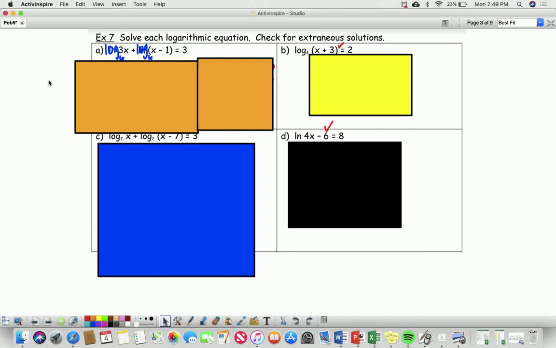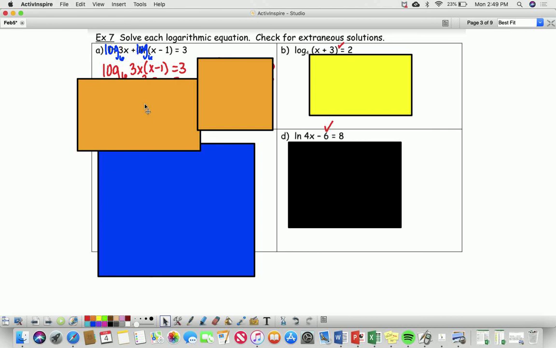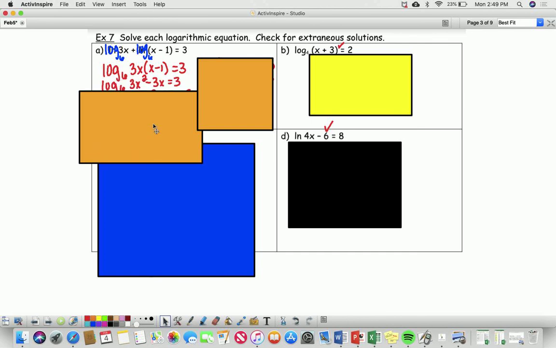So to condense it, I want to combine these. Remember, if they have the same base, we can combine them. So I'm going to just combine them, and when we combine, we multiply. So I have log base 6, 3x, x minus 1 equals 3. After I condense it, I'm going to distribute that 3x. So log base 6, 3x squared minus 3x equals 3.